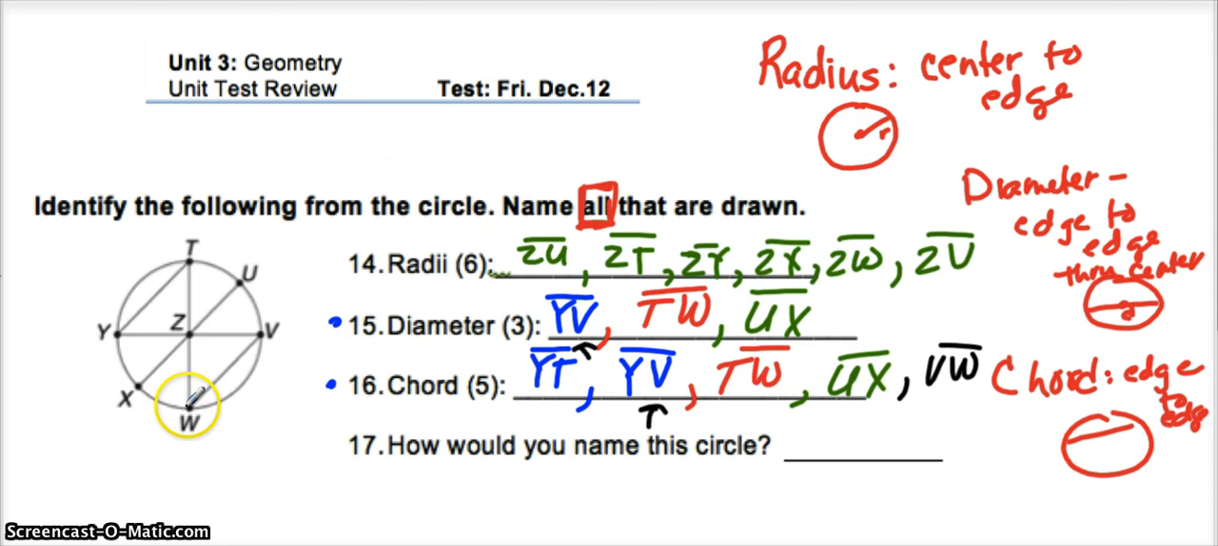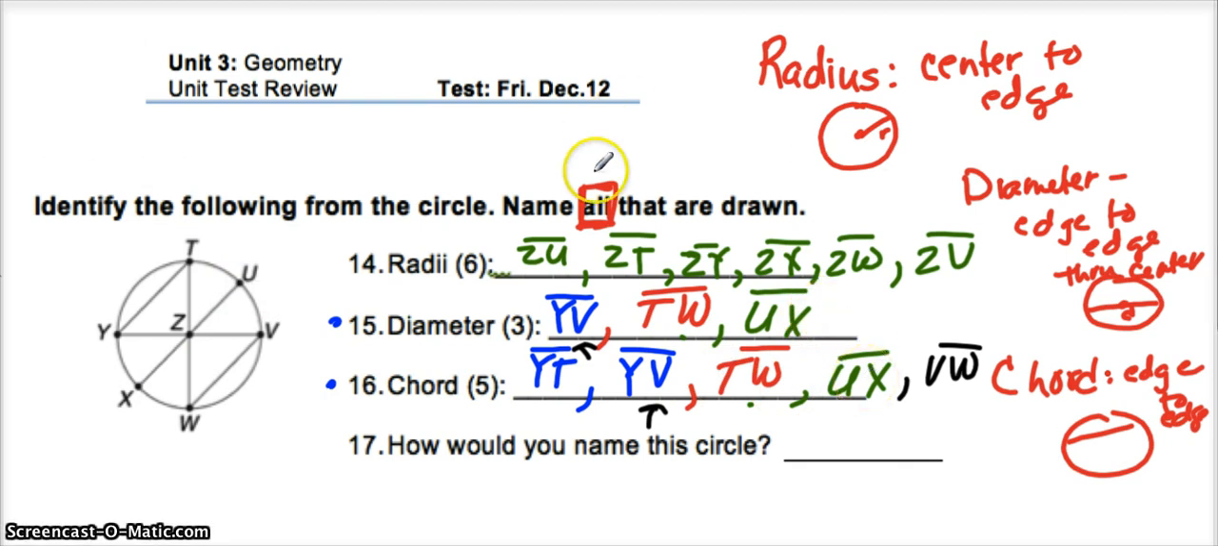Starting with W. We've already done VW, so that one's already done, and we already did WT, which is a chord and a diameter. So not anything new to do there at W. And if we come on around to X, line segment XU, we already have as both a diameter and a chord. So that's done.